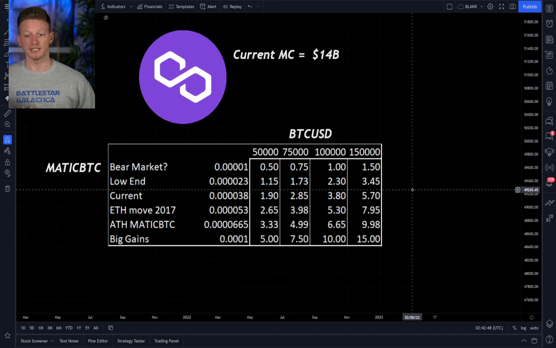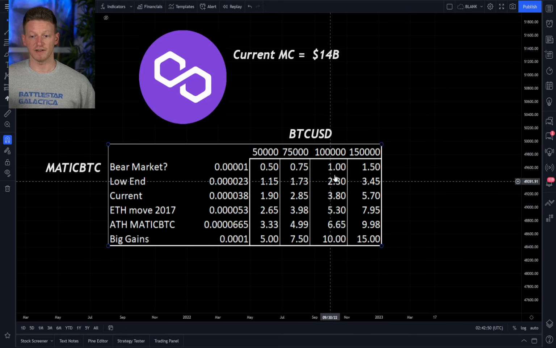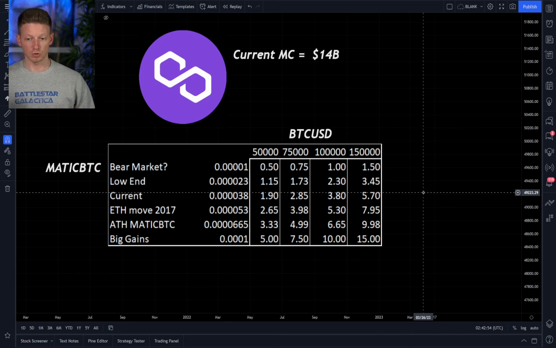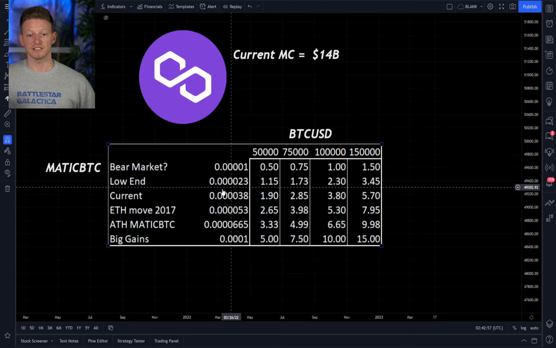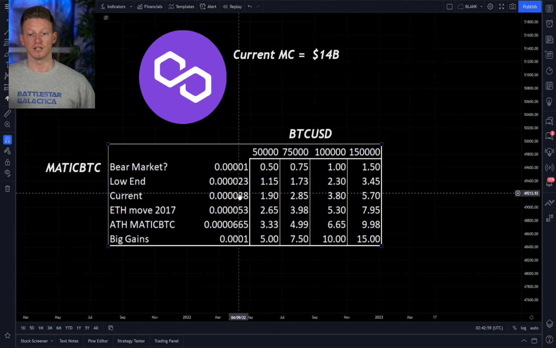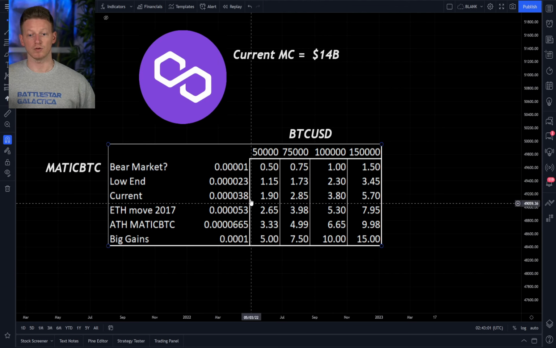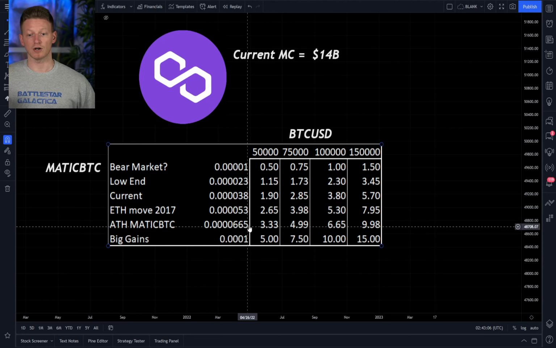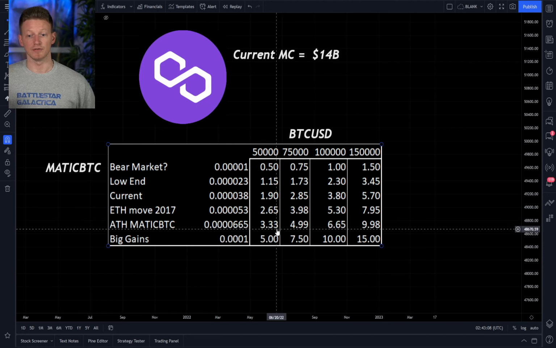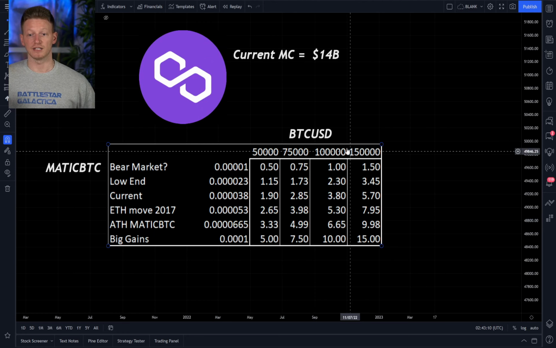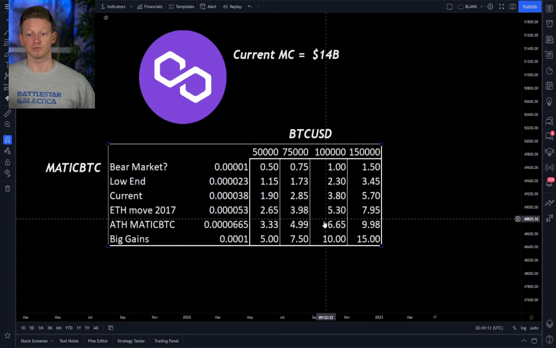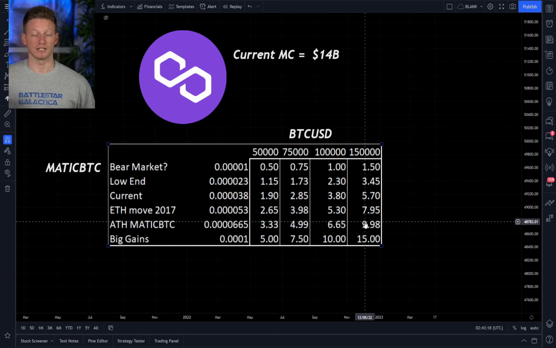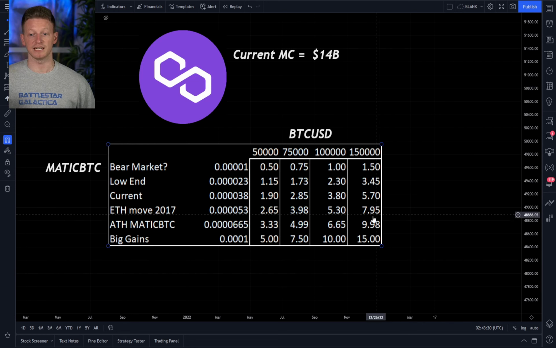Now, I believe that if Bitcoin does in fact go parabolic up to $100,000, $150,000, towards those levels, the price of MATIC against Bitcoin will actually increase. So MATIC will move towards these higher levels. So this would be our all-time high MATIC to BTC level. And if we were at $100,000 Bitcoin, this would give us a $6.65 MATIC. And if it got to $150,000, we would be approaching $10.